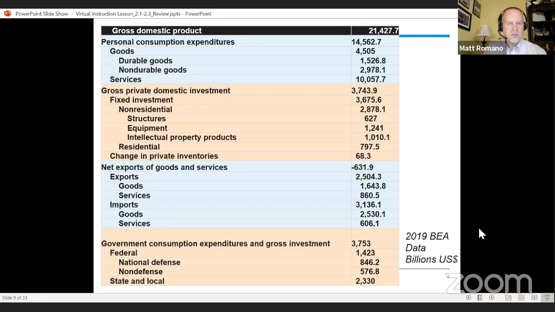Note the subcategories, because that tells you what's counted. That can help you in understanding what is counted when you're doing these calculations in AP Macro. You've got goods and services, you've got durable versus non-durable goods. Investment spending is divided up between non-residential and residential, and then of course the change in private inventories.